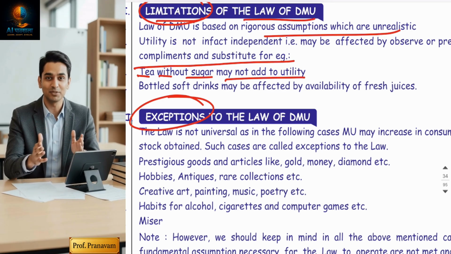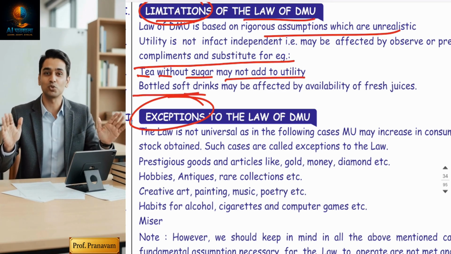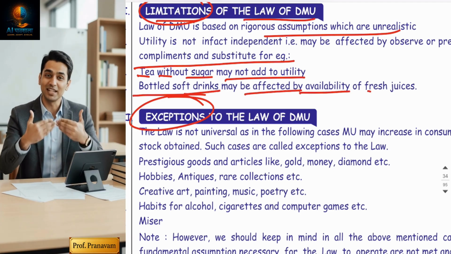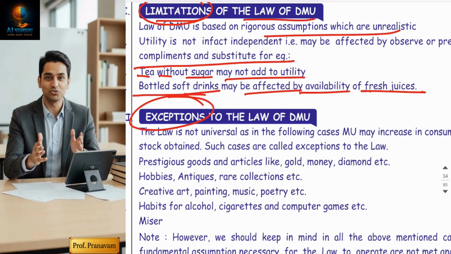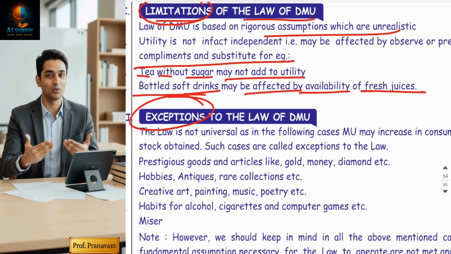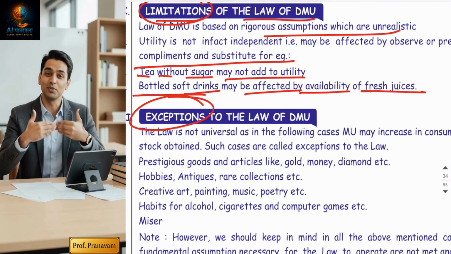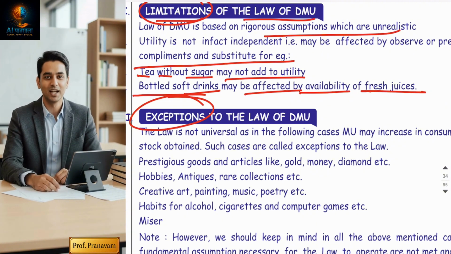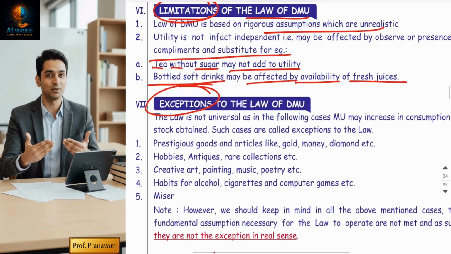So complementary goods affect marginality. And of course, substitute goods, bottled soft drink may be affected by the availability of fresh juices. Of course, if fresh juices are available and a bit cheaper, people are going to prefer fresh juices, and the bottled soft drink's marginality may diminish much faster. So substitution effect also affects marginal utility. That's why we have ignored both, but practically you cannot ignore it. Hence, it is a limitation.